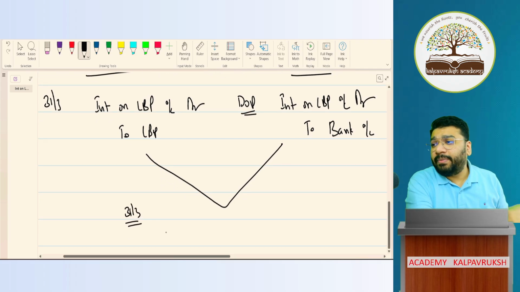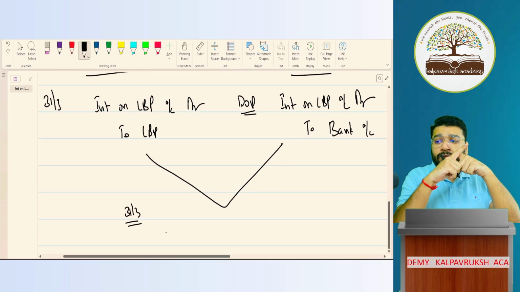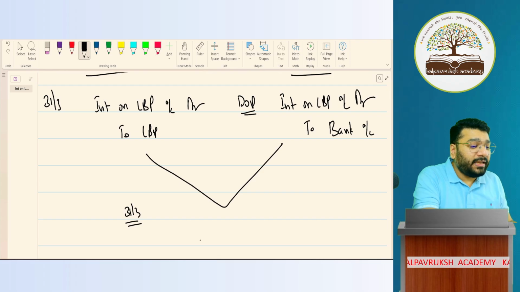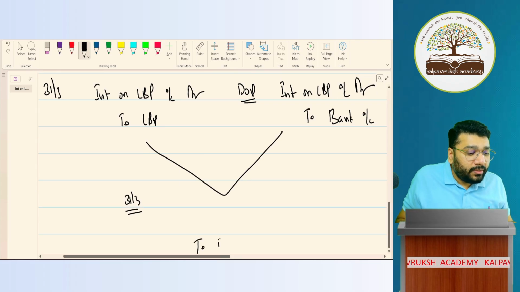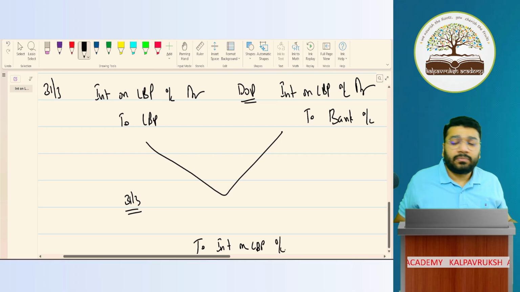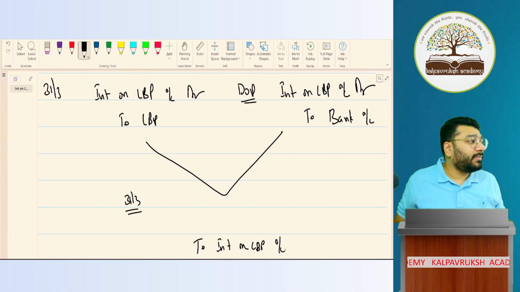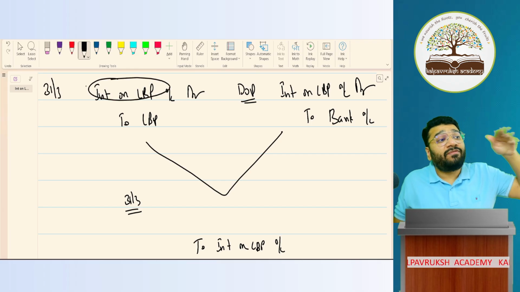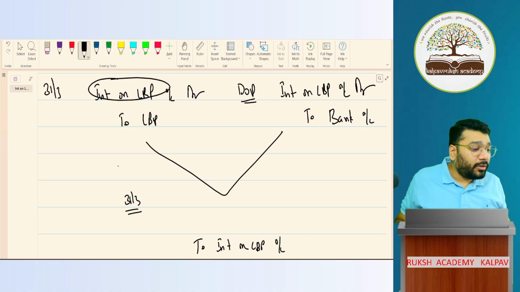Interest is currently in debit. My intention is to close it. To close a debit item, I have to give a credit. So to interest on loan by partner, I'll give a credit. And what should I give a debit? I've removed this from debit, so debit is empty now. So what should I fill it with? P&L account. So this will go to your P&L account.